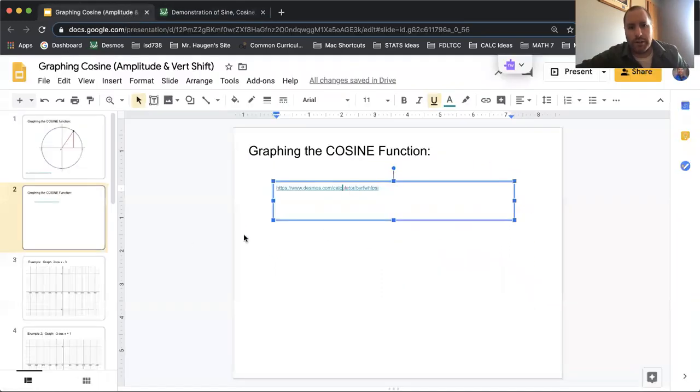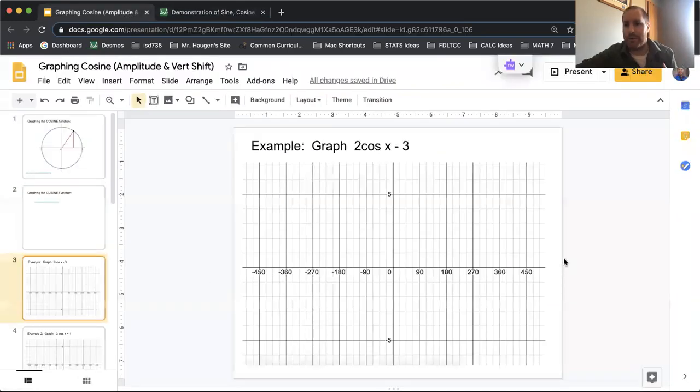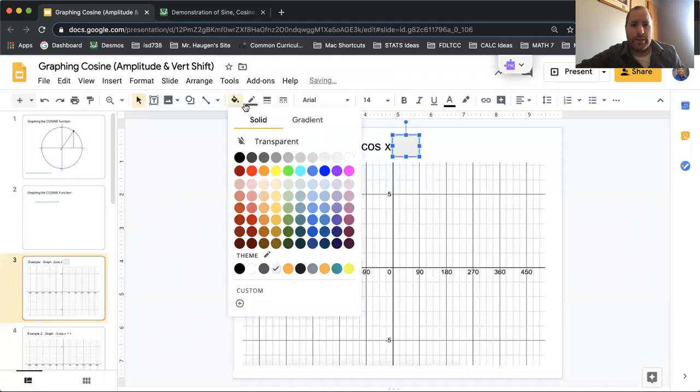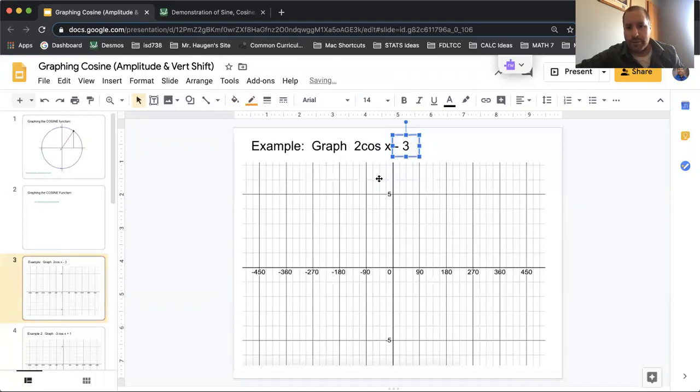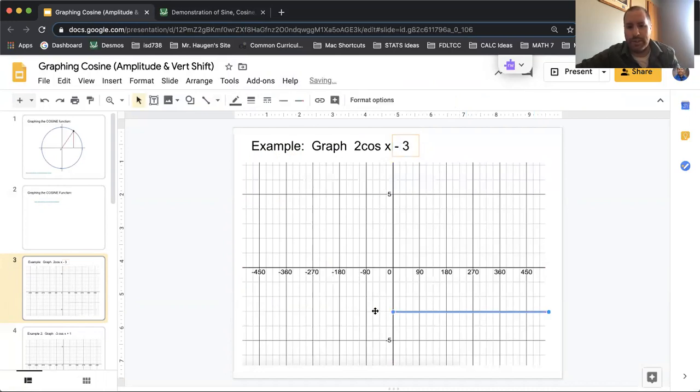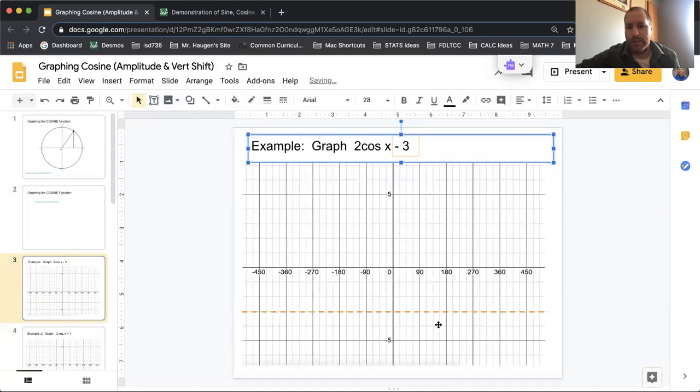So in here, when we go to actually doing some examples of how we'd graph those, the setup is exactly the same as we would for a sine graph. Here we have 2 cosine of x minus 3, same type of thing, right? The -3 there is our vertical shift. So here I'm going to go ahead and put a line down at -3, 1, 2, 3, just like we did on the example with sine. Here I would take that, move that over. Let's make it a little bit thicker and dotted so we can see that, and we'll make it orange so it matches. That's -3. Amplitude is 2.